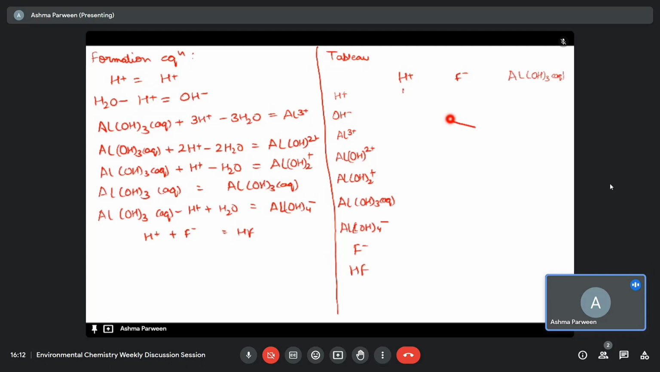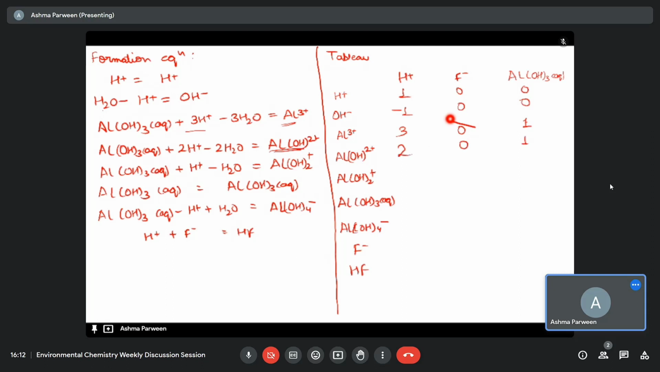So 1 H plus will give us H plus 1, F minus nothing, it will be 0, 0. For OH minus, we have seen H2O minus H plus, so minus 1 H plus, 0, next 0. So for Al3 plus, we have seen that there is 3 H plus, and no F minus, so it will be 0, and 1 Al(OH)3 gives us Al3 plus, so it will be 1. So let's see for AlOH 2 plus. So this is the equation. So there is 2 H plus, this is 0, and this is 1.